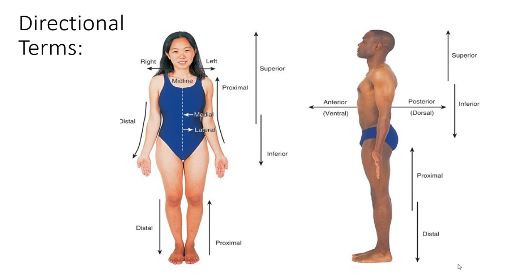Posterior, also referred to as dorsal, describes the back or towards the back of the body. An example would be the popliteal is posterior to the patella.